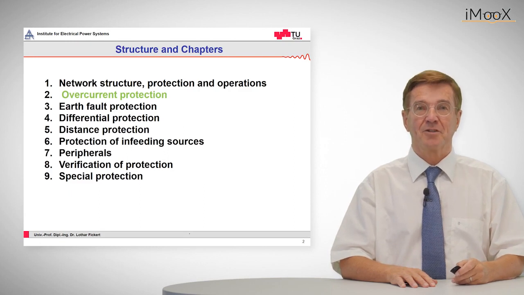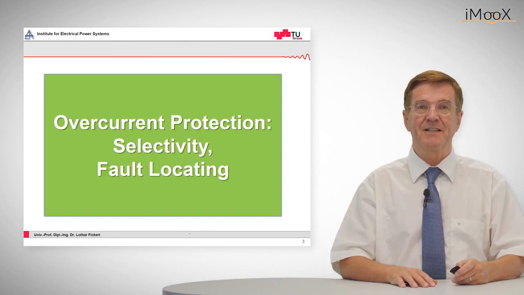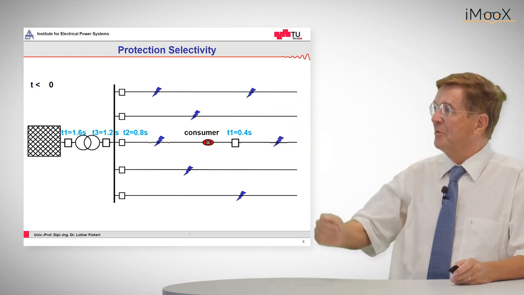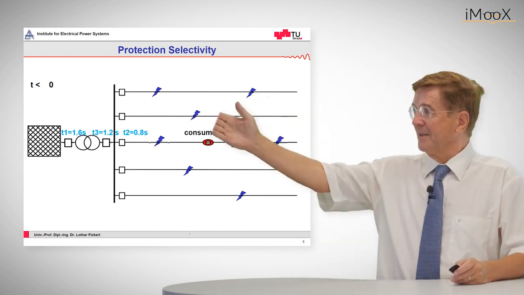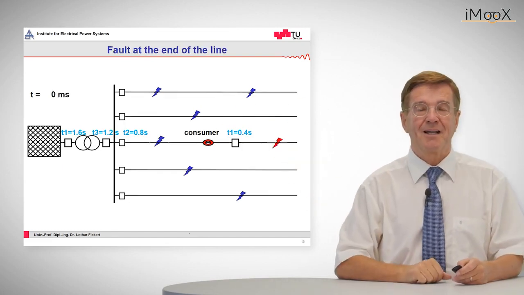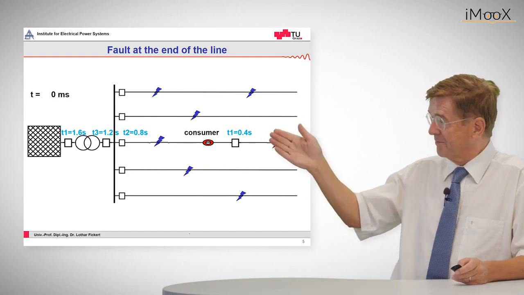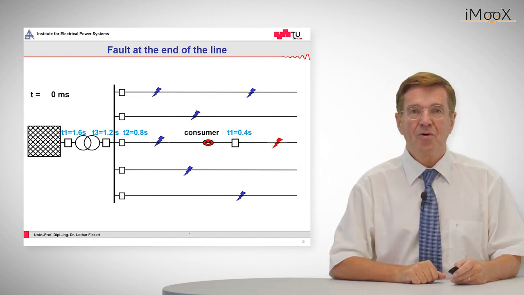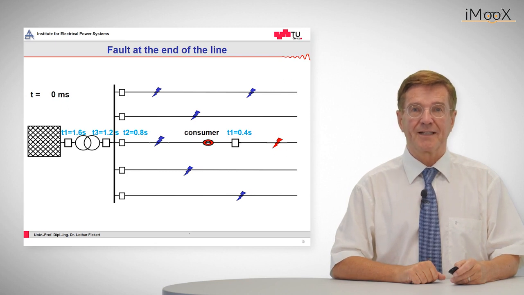This unit is about overcurrent protection and especially the selectivity and fault locating by means of overcurrent protection. Let's take our typical network, which consists of a transformer, a busbar and a feeder, which will have a fault. This fault is indicated by the red arrow. So, how does overcurrent protection react?